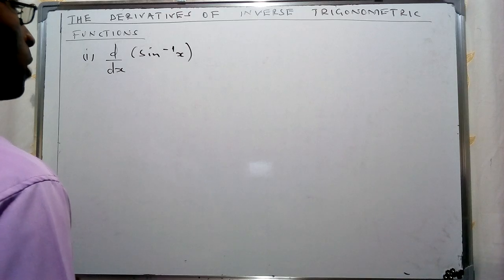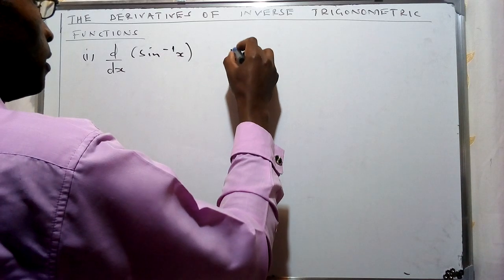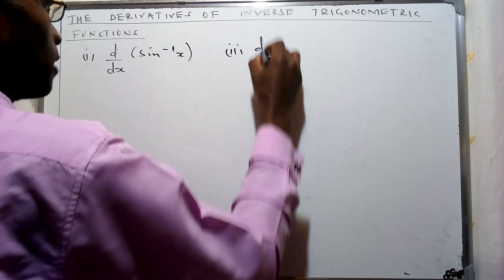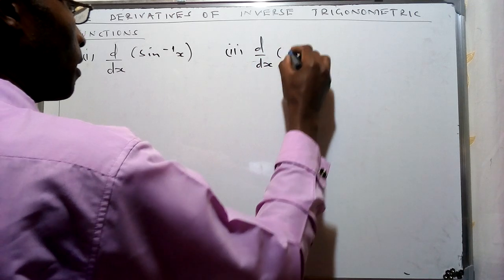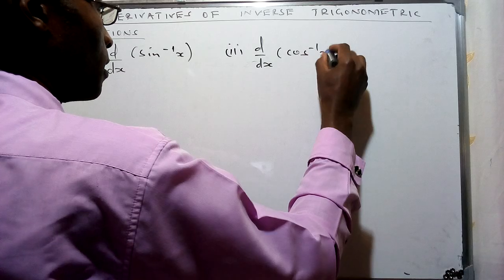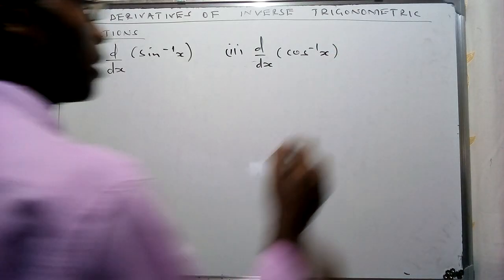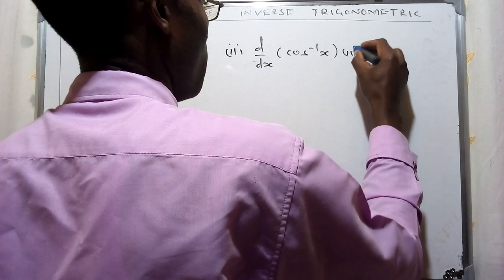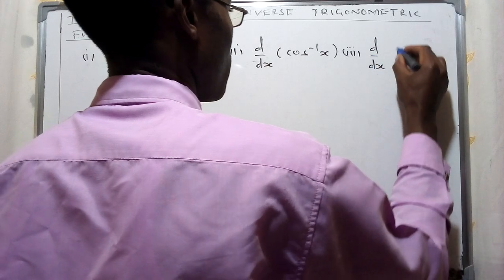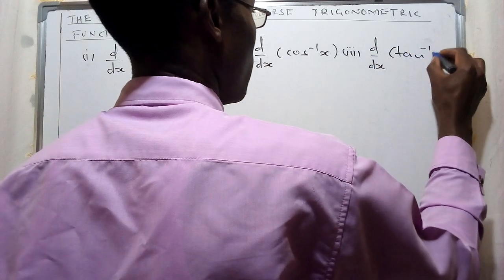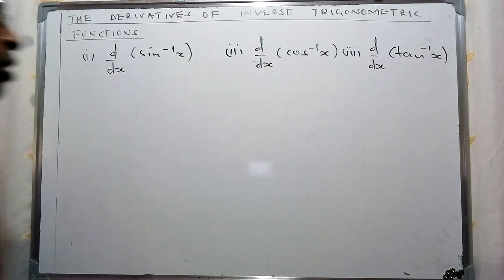We shall as well look at the derivative of the cosine inverse of x. And then lastly, we're going to look at the evaluation of particularly the tan inverse of this specific function of x given as such.